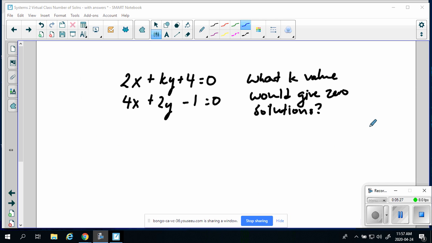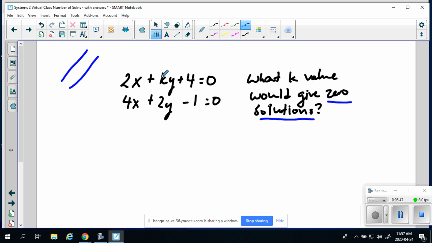So we are looking for a k value that would give 0 solutions. In order to answer this question, you have to understand what 0 solutions implies. 0 solutions means that they never intersect. Never intersecting means that they must be parallel. And parallel means that they must have the same slope.